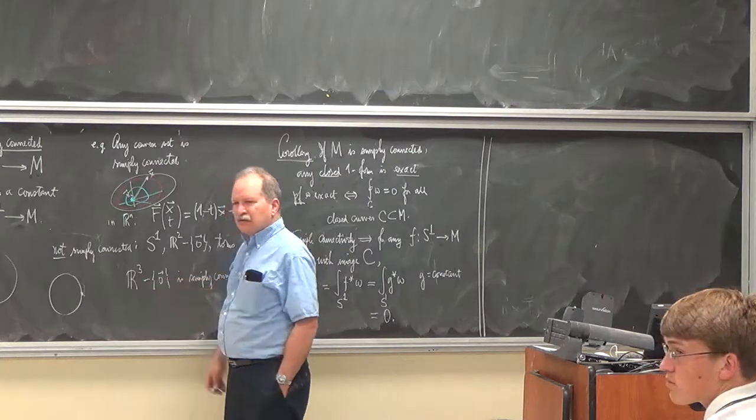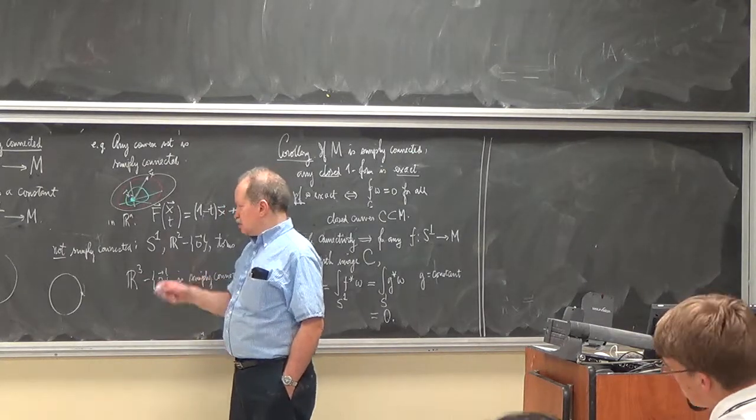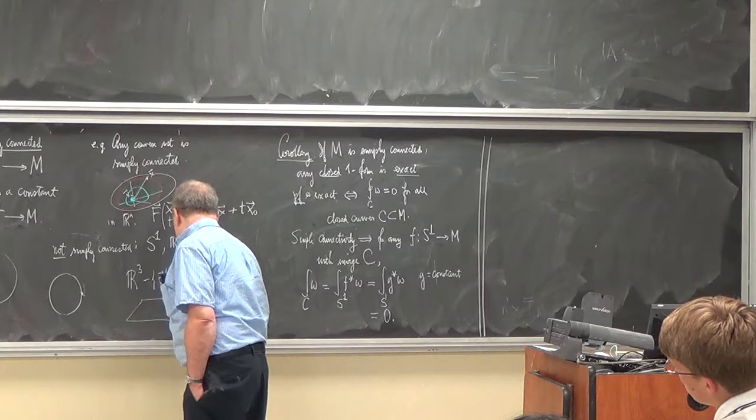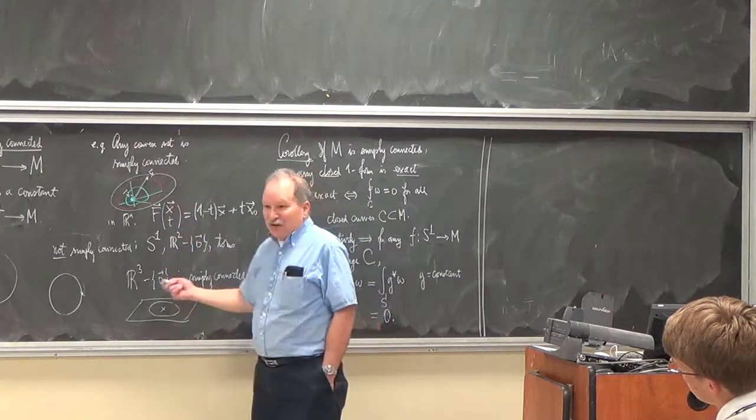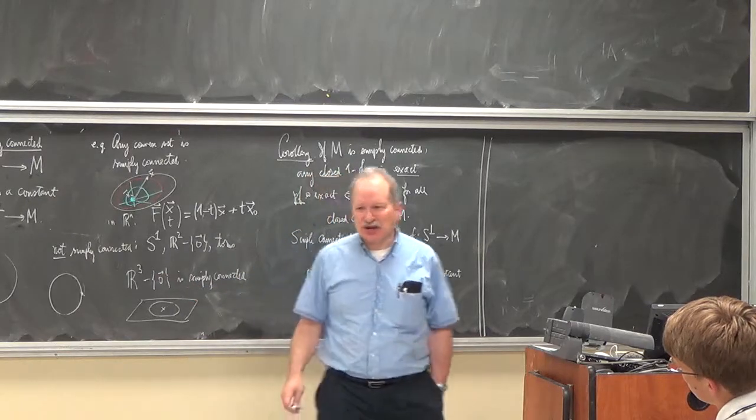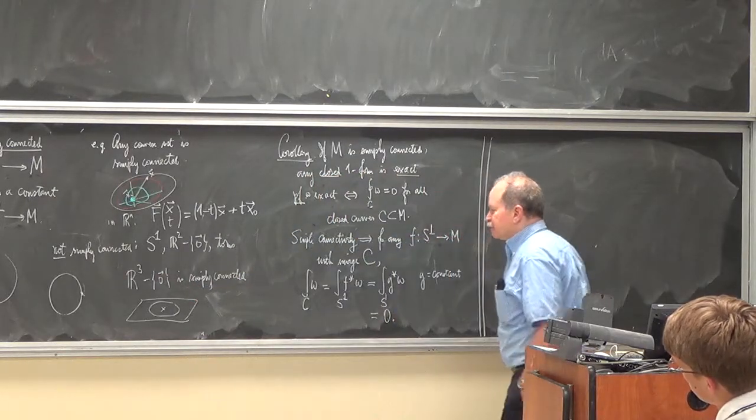Why is R two minus the origin not simply connected? Because this loop is not homotopic to a constant. We proved that. I mean, that's what our integral being 2 pi tells us.